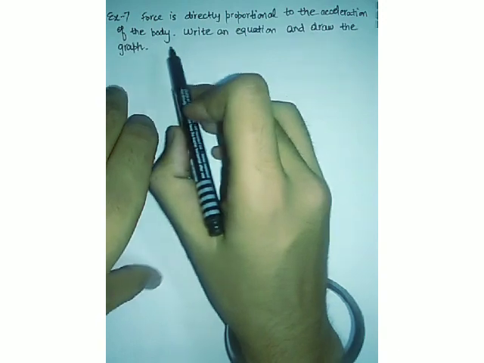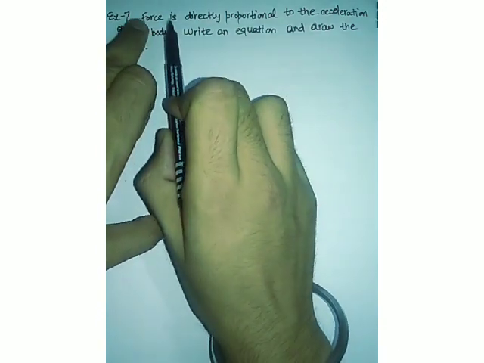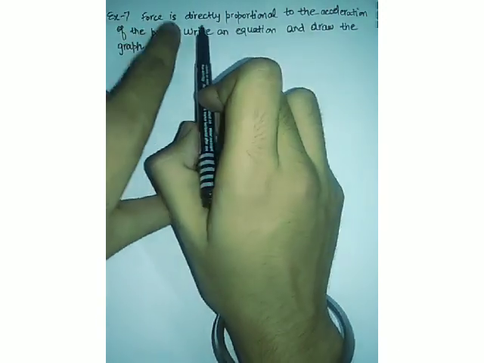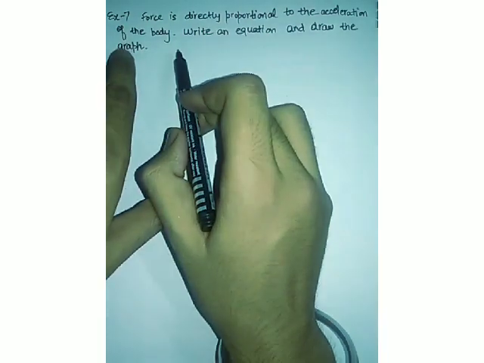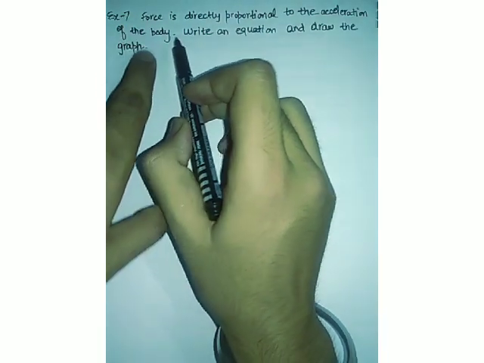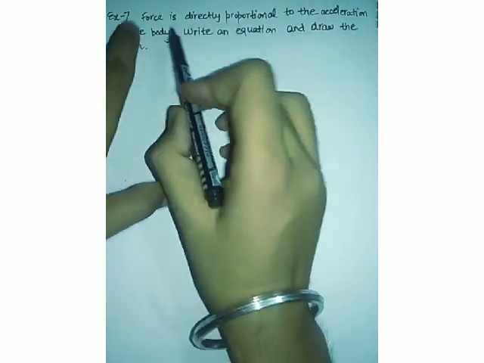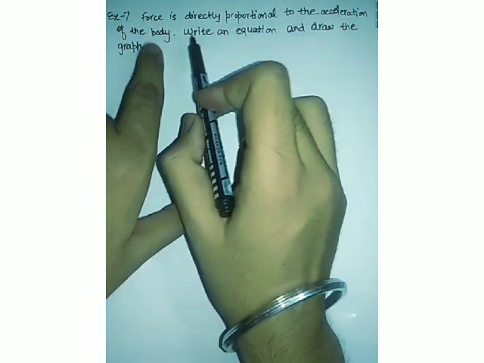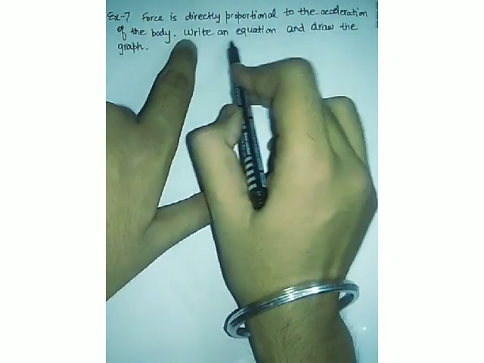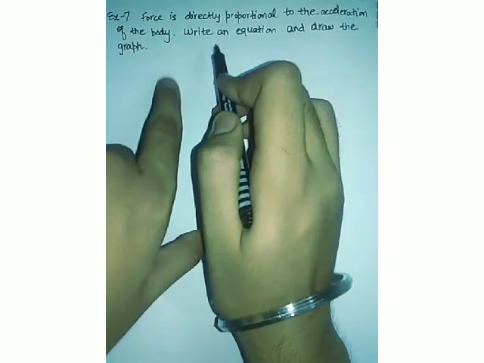In the seventh example, the statement is given as: we know that force is directly proportional to the acceleration of the body. Now you must be studying science as well, so you know that force is directly proportional to the acceleration of the body. We have to write an equation and we have to draw the graph.